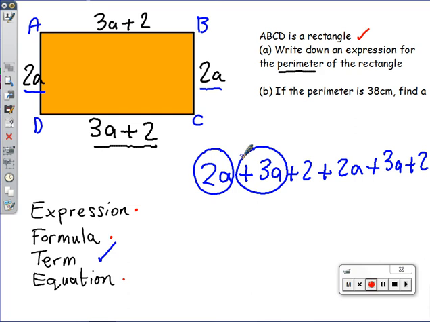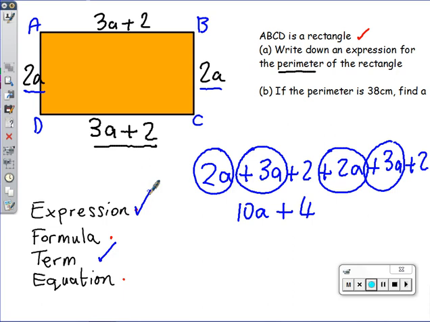Now, we have some algebra skills which enable us to collect together all the like terms. So we're going to collect together the 2a and the 3a to make 5a, and then we're going to take this other 2a and this other 3a to make 10a altogether. We're then left with 2 number terms, 2 and 2, which gives us 4. So we have now formed an expression, and what does that expression tell us? It tells us the perimeter. As a little challenge, you could also form an expression for the area. So how would you do that using algebra?